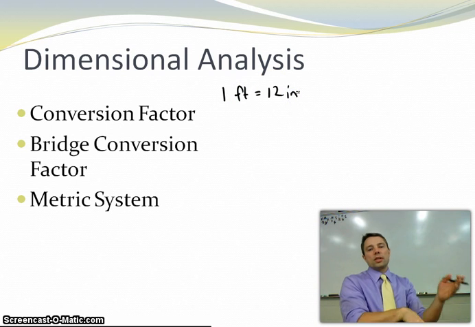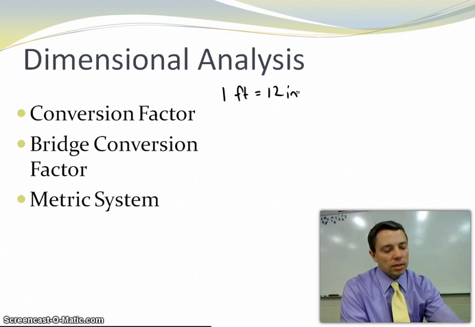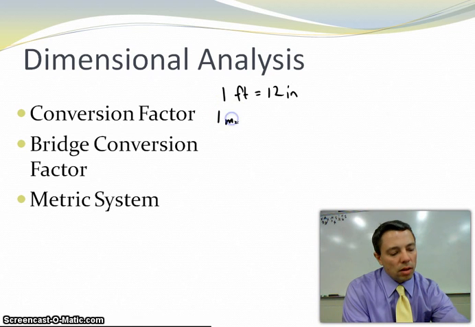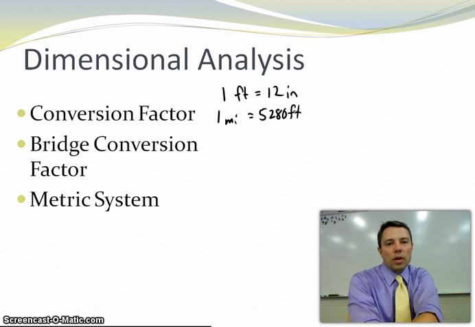Okay, and it's usually set so that one of the values is going to be a 1. Another one that we know off the top of our head might be that 1 mile is equal to 5,280 feet. Now typically a lot of these conversion factors we know already. We've committed them to our brains because we live in this country and we use those on a regular basis.